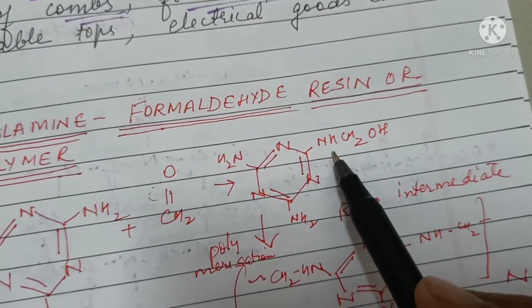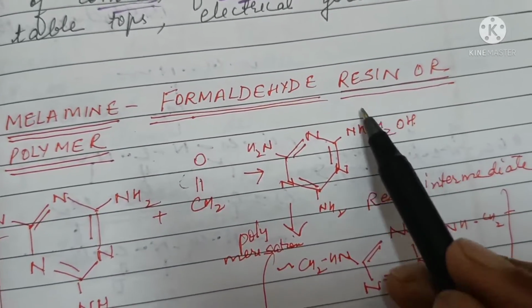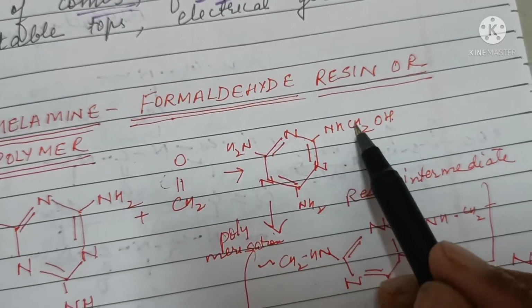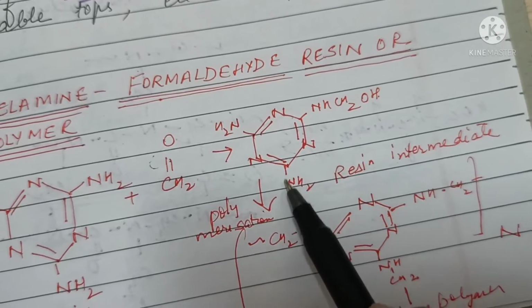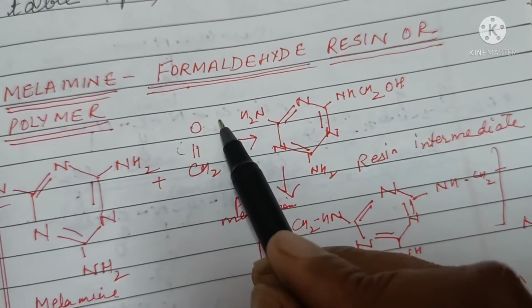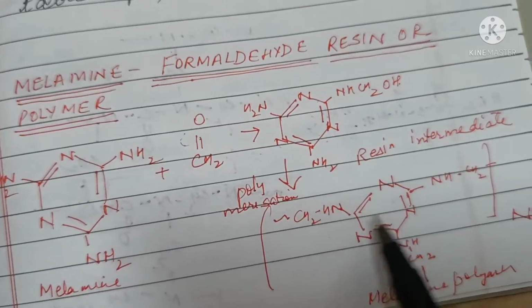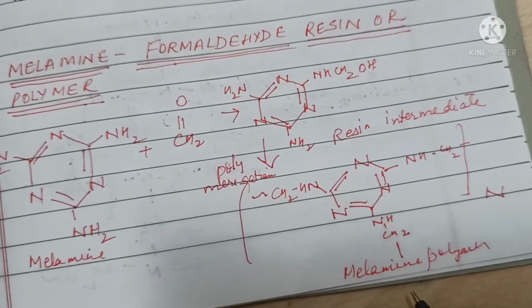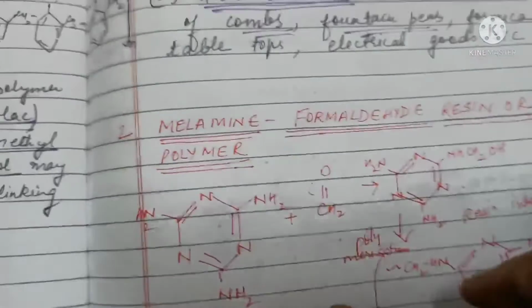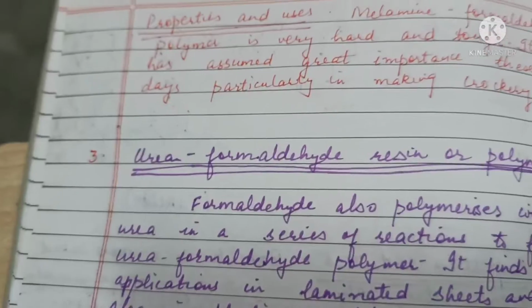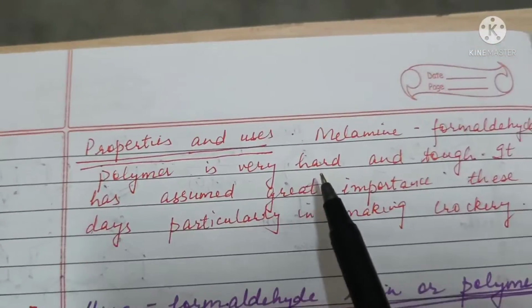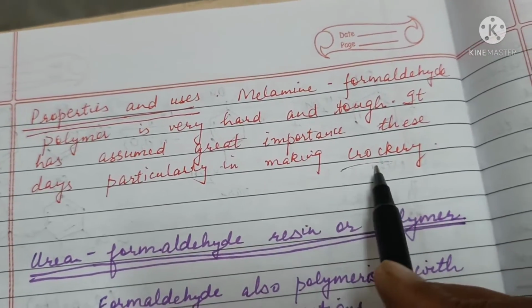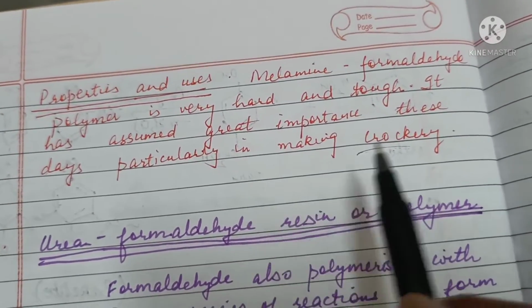So this is NH-CH2OH. Now this is a step-growth polymerization. First one formaldehyde adds on this side, then another can be attached on this side, then another on this side, and when it undergoes polymerization from all the directions, cross links can be formed in all directions, and a melamine polymer is formed. This melamine polymer can be used in making crockery. It's very hard and tough. The cups and plates made from it are unbreakable.